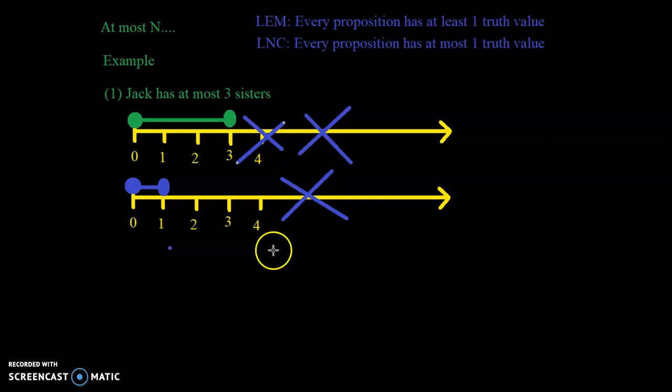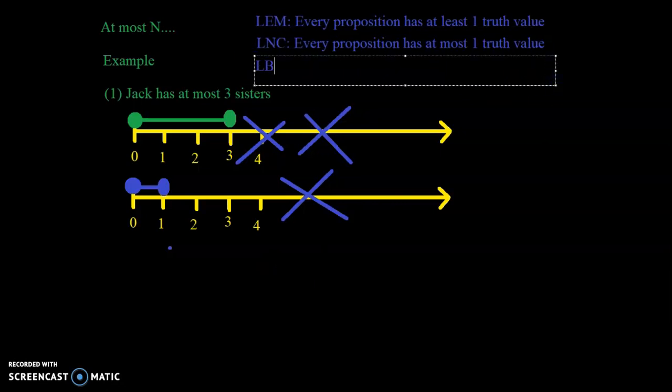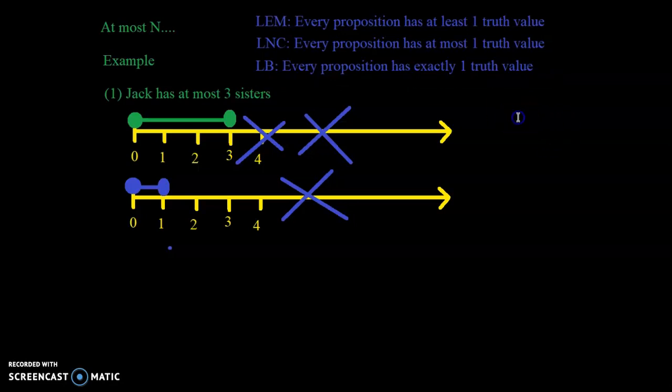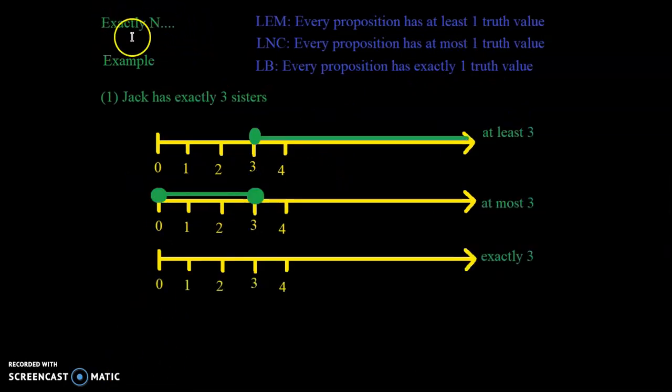And now we can talk about the law of bivalence. The law of bivalence, I'll just abbreviate that LB, was both the law of excluded middle and the law of non-contradiction together, and it was: every proposition has exactly one truth value. So let's go ahead and do an example focusing on this exactly clause. So here let's talk about exactly n. In our example, it'll be exactly 3, just as an example, okay?